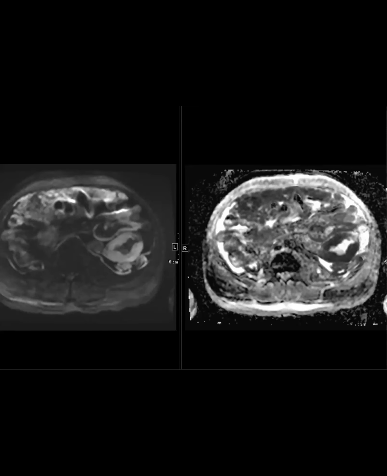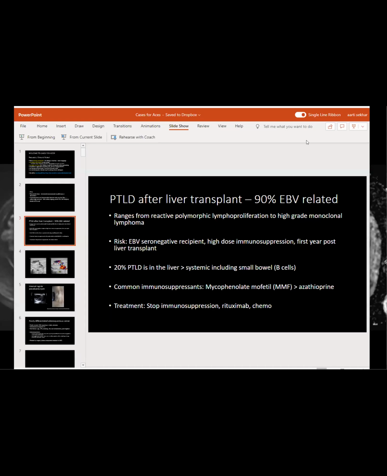Bring it over here. You guys can see. So basically PTLD after liver transplant, about 90% of it is related to EBV infection. And it ranges from a reactive kind of lymphoproliferation, which is not yet lymphoma, to a high-grade monoclonal lymphoma. Basically because the immunosuppression suppresses the lymphocytes, the EBV kind of triggers the lymphocytes to start proliferating and become PTLD.